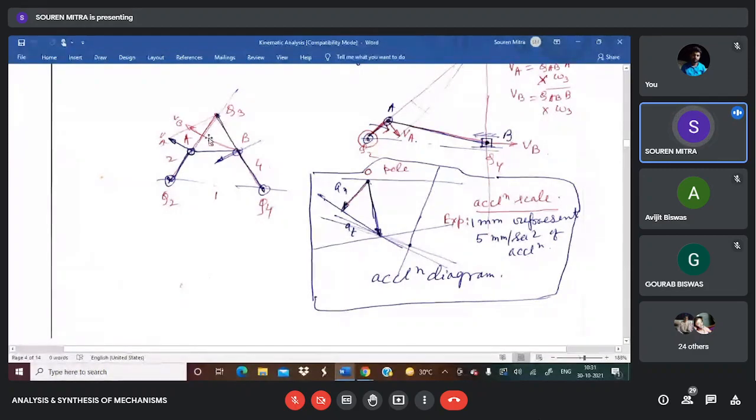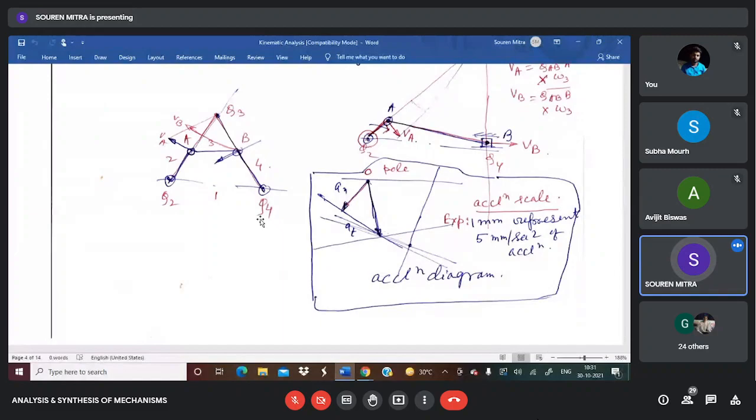It is to be determined in this way: draw a line perpendicular to the velocity at A, and another perpendicular to the velocity at B, and wherever these two lines meet, that is the center of rotation of 3. So that's how instantaneous axes are determined. Okay, is it clear? Yes, sir. Okay, let us see then how to determine the velocities.